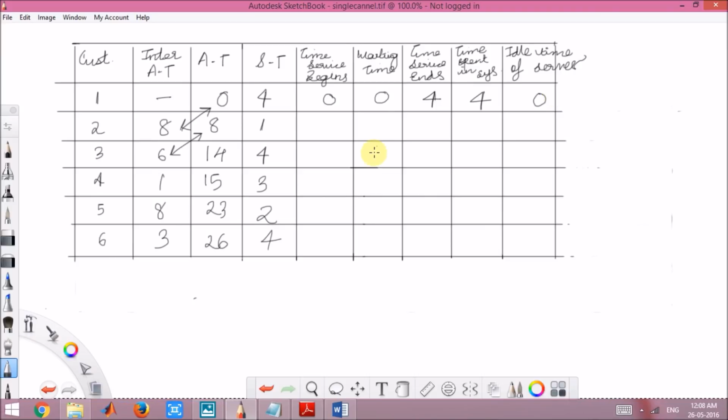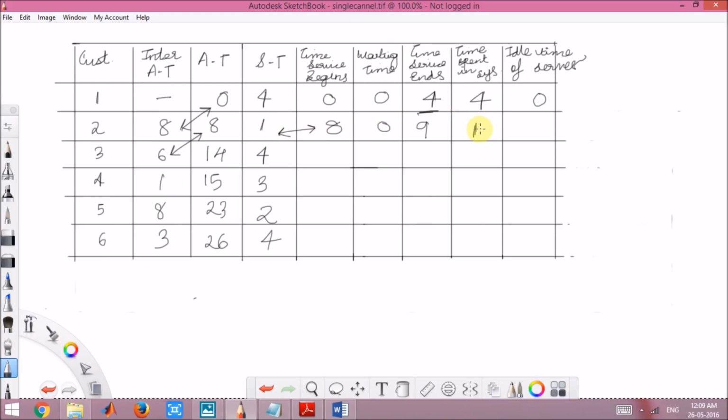So coming to the next customer, the time the service begins. This has ended at 4 and it has arrived at 8. So it will start only at 8. Waiting time, again it didn't have to wait because as soon as it arrived, the server was free, so it could handle it. The time the service ends is 8 when it begins plus the total service time of 1, so this will give me 9. Time spent in the system is again 1, because it's 1 service time and it didn't have to wait in the queue.